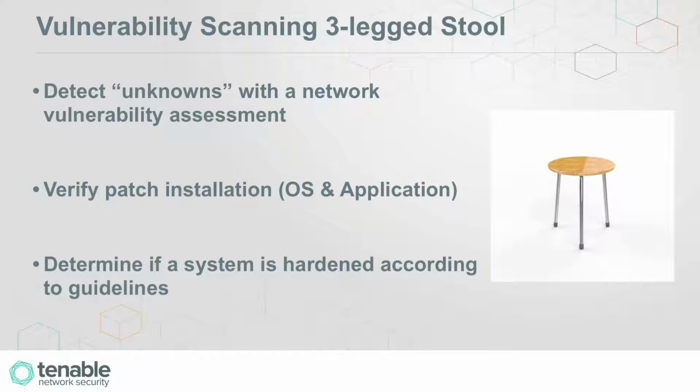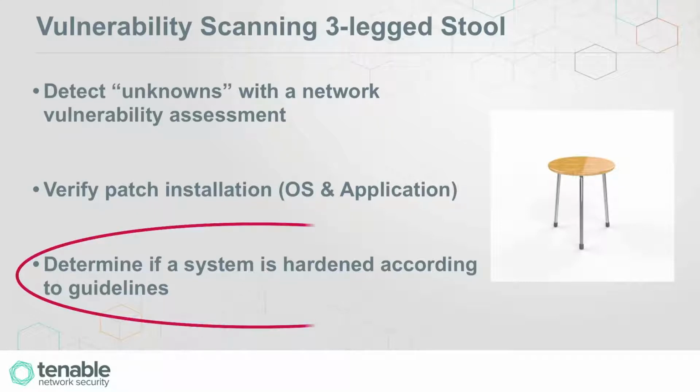First, let's take a look at what I like to call the vulnerability scanning three-legged stool. The first two techniques you see here are to detect unknown vulnerabilities with a network assessment to detect unmanaged hosts, then use credentialed patch auditing to verify that the patches for your operating system and applications are installed. The final one is the one we're going to be talking about today. The final leg in the stool is determining if your system is hardened according to guidelines.